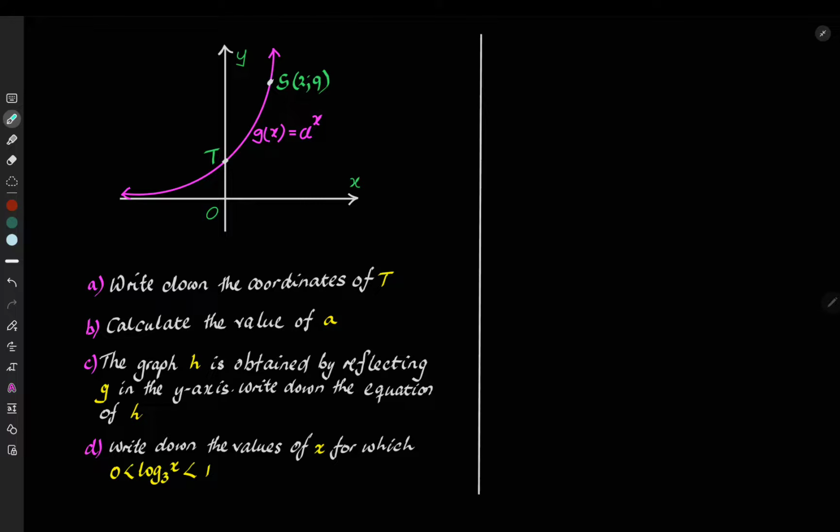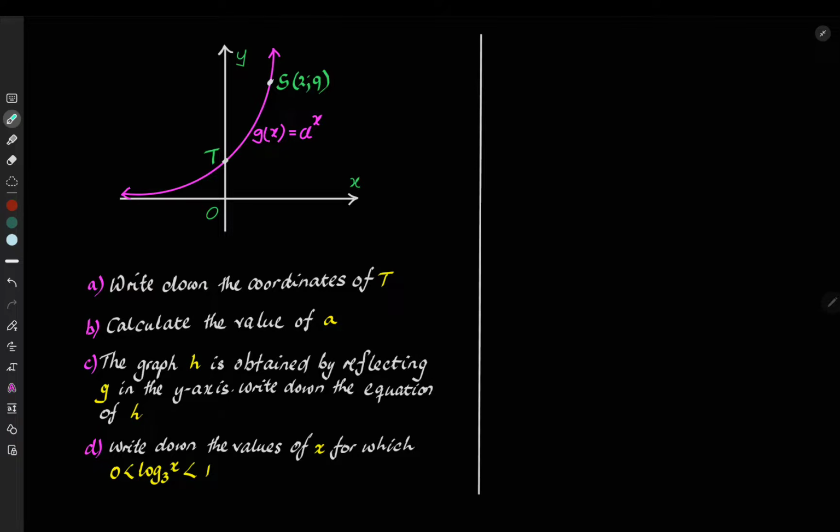Right, I hope the question on the parabola and the straight line was fantastic, and it has also enabled your understanding. Now moving on to the exponential function. So the first question: we have an exponential function, g of x is equal to a to the power of x, and the coordinates S (2, 9), and also T as the y-intercept. Now, first question, we are asked to write down the coordinates of T.